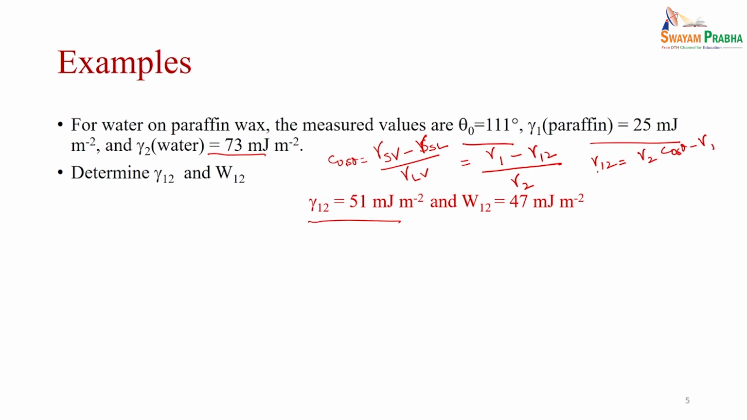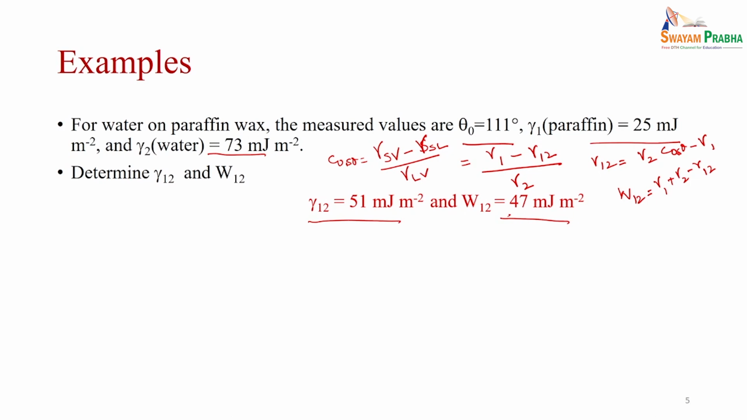Now, once we have calculated gamma 12, then we can easily calculate the work of adhesion. W12 will be gamma 1 plus gamma 2 minus gamma 12. So, it will be 25 plus 73 minus 51.